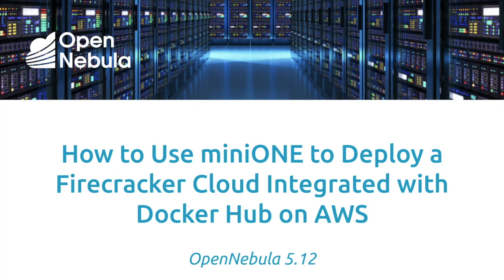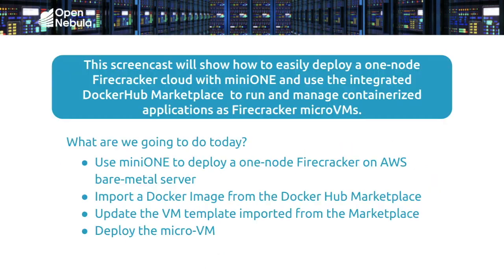Here I'm going to show you how to easily deploy a one-node Firecracker Cloud with MiniOne, integrated with Docker Hub Marketplace on Amazon Web Services bare metal servers, and how to run and manage containerized applications as Firecracker micro VMs. So first, MiniOne is an easy-to-use tool for deploying an evaluation OpenNebula Cloud based on Firecracker micro VMs, KVM virtual machines, or LXD system containers.